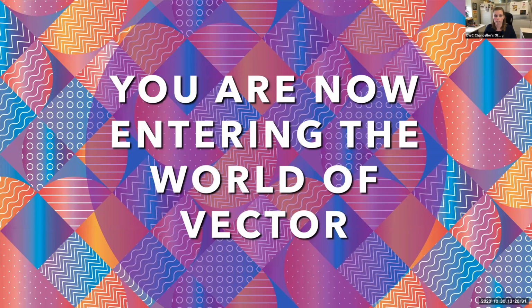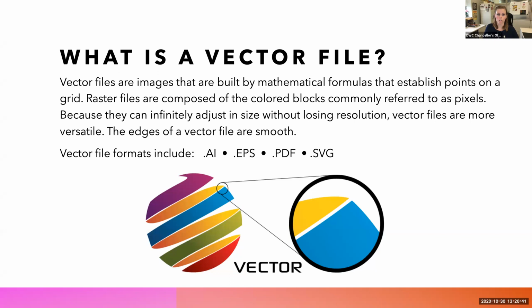And now we'll move on to the world of vector. So we're going to learn what a vector file is and what a raster file is. A vector file is an image that is built by mathematical formulas that establish points on a grid. A raster file is composed of blocks of color and pixels. Vector files are much smoother. As you can see in the picture, the edges are very, very smooth on this vector-based image.